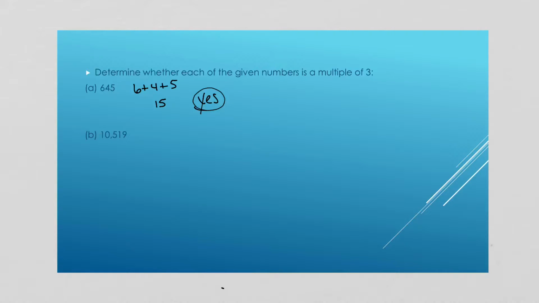So on this one, again, add up the digits. 1 plus 0 plus 5 plus 1 plus 9. 1 plus 0 is 1. 1 plus 5 is 6. 6 plus 1 is 7. 7 plus 9 is 16. That is not a multiple of 3, so I would say no on this one.